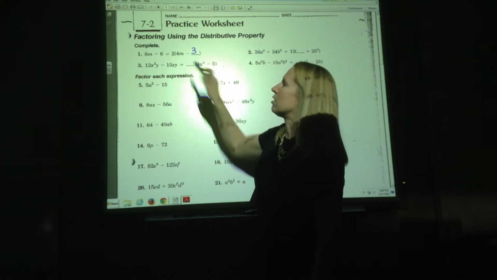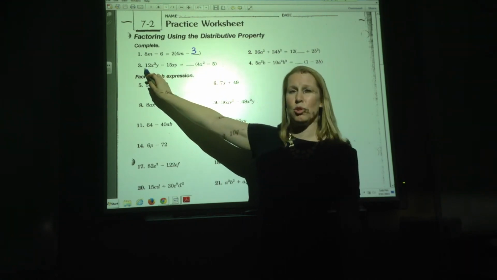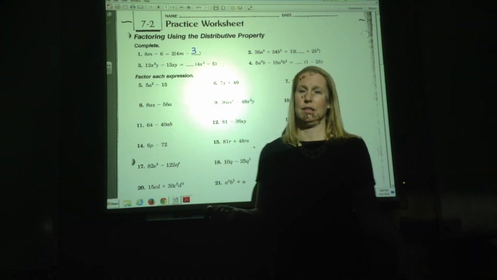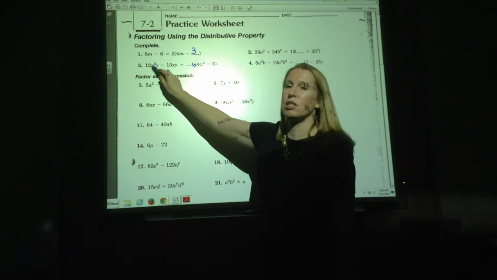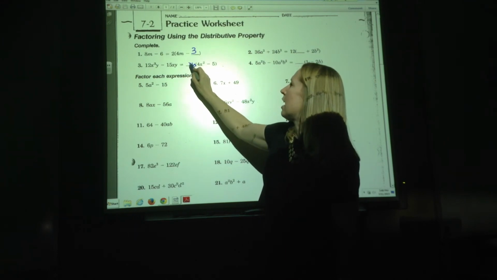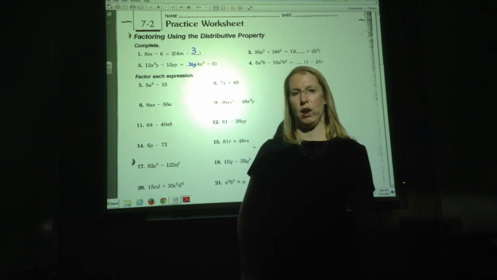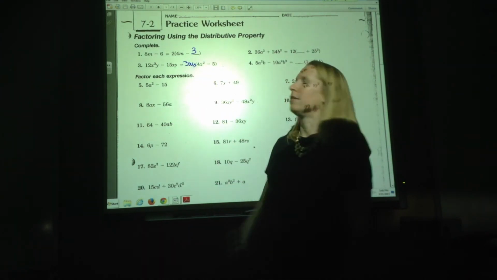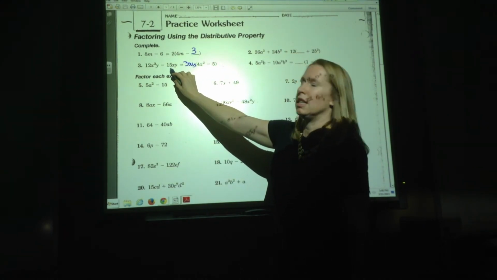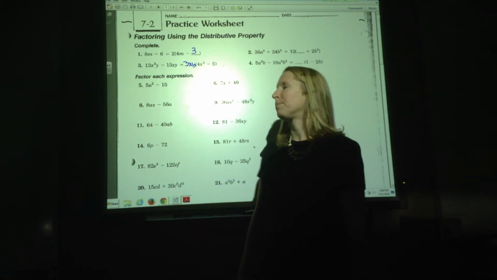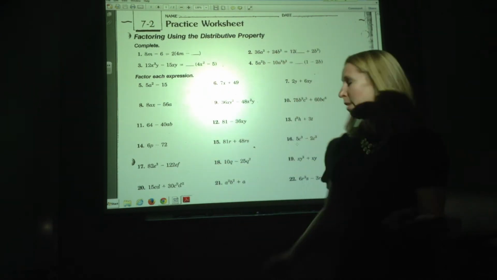On this one, I need to figure out what goes in front. So I need something times 4x squared to give me 12x cubed y. So I know this doesn't have a y at all, so I'm sure I'll have a y. This is x squared, this is x cubed, so I need another x, because x times x squared would be x cubed. Now what number times 4 would give me 12? 3. And then I can check the other one to make sure it works. So 3 times 5 is 15, and I have an xy. So it works.